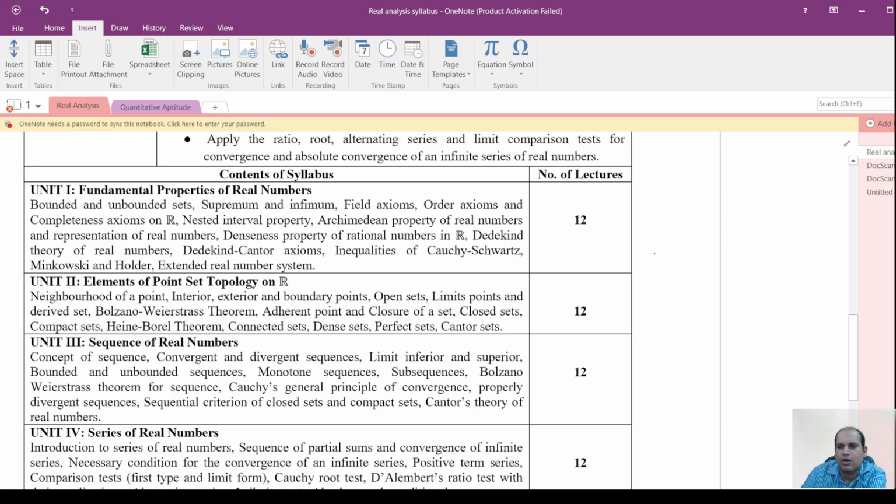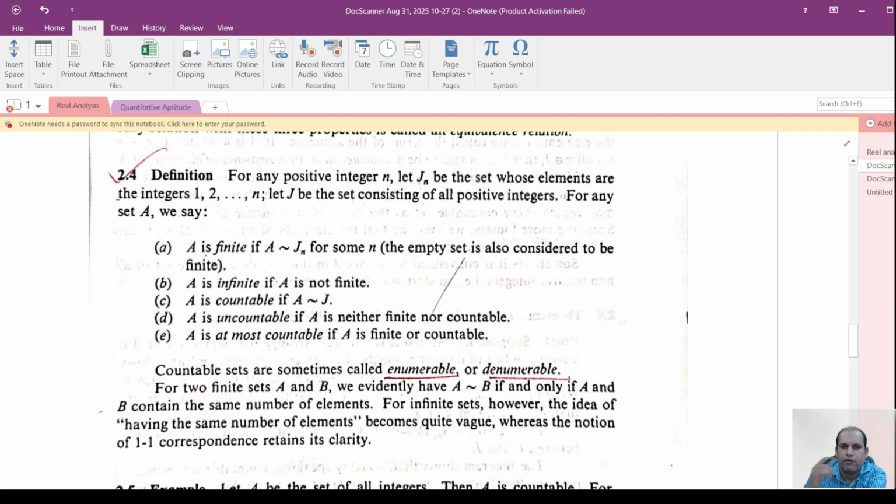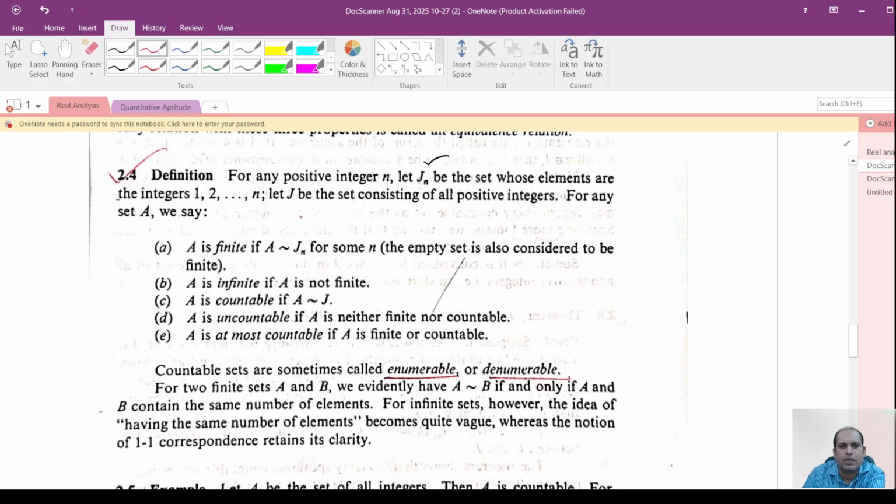So let us quickly recall the concept of countable and uncountable sets, finite and infinite sets. Using the function concept, as we saw in the previous lecture, for any positive integer n, let Jn be the set whose elements are the integers 1 to n, and J denotes the set of natural numbers, consisting of all positive integers. Then any set A is said to be finite if A is similar to Jn, that is, there exists at least one bijective map between A and Jn for some n. The empty set is assumed to be finite.